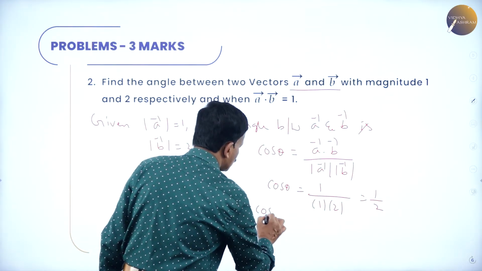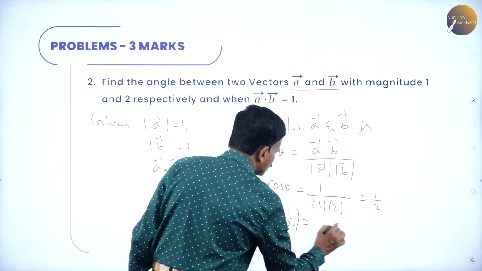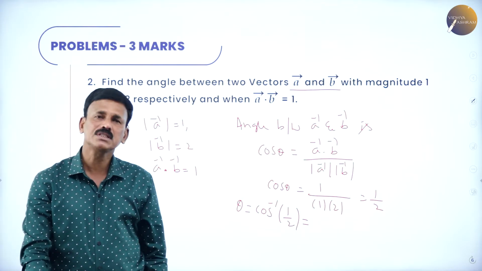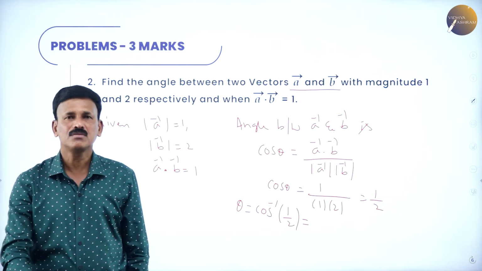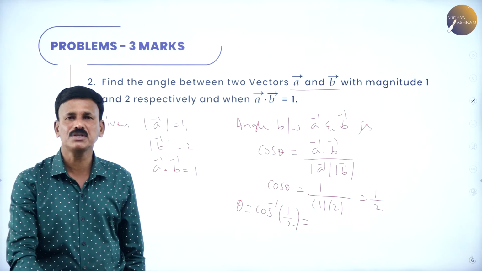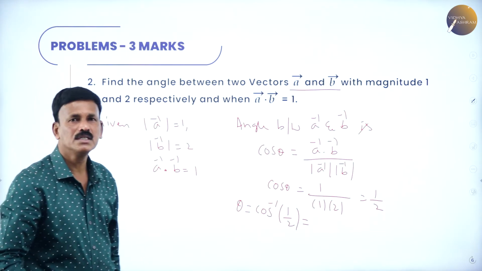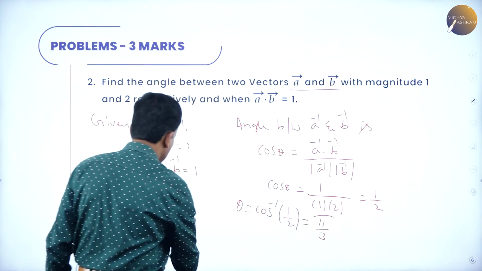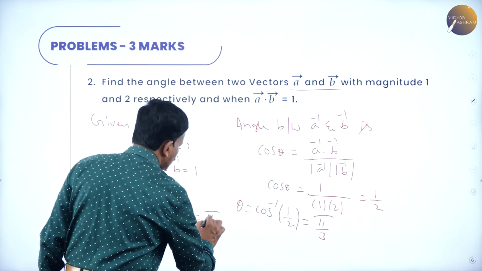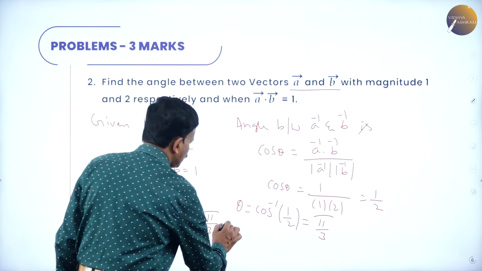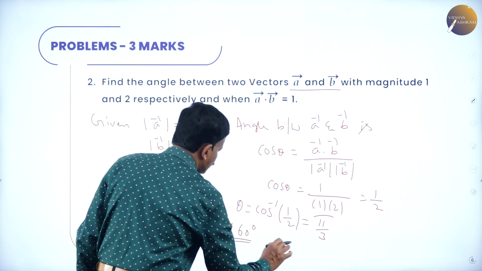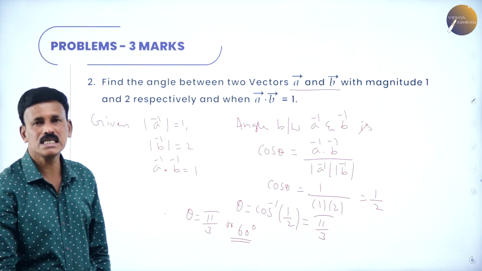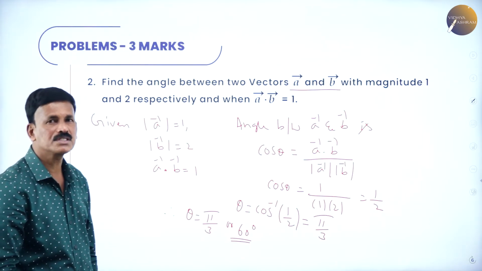Therefore, theta is equal to cos inverse of 1 by 2. So for what value of theta does cos become 1 by 2? This is equal to 60 degrees. What is sin 60? Sin 60 is root 3 by 2. Cos 60 is equal to 1 by 2. So this can be written as pi by 3 radians. Therefore, the angle between the vectors is theta equal to pi by 3, or this can also be written in radians and degrees: pi by 3 radians is 60 degrees, the angle of intersection between the two vectors.